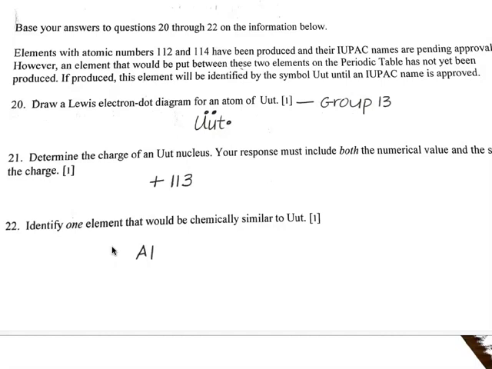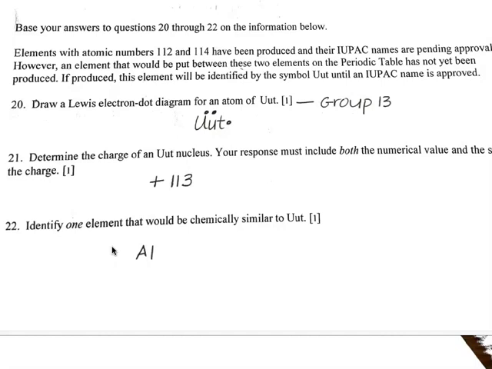All group 13 elements have 3 valence electrons, the last digit in their electron configuration. How do we draw a Lewis dot structure? We write the chemical symbol, so in this case UUT, and the number of dots representing the number of valence electrons, in this case 3 dots. Determine the charge of a UUT nucleus. Well, there's only one thing in the nucleus that has a charge, protons, because neutrons are neutral, and we know that protons equals the atomic number, so that would be 113.